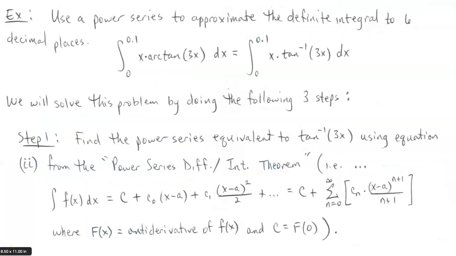So for our last example, what we are going to do is to use a power series to be able to approximate the definite integral that we have below here to 6 decimal places. And so we see here that our integrand is x times arctan of 3x.